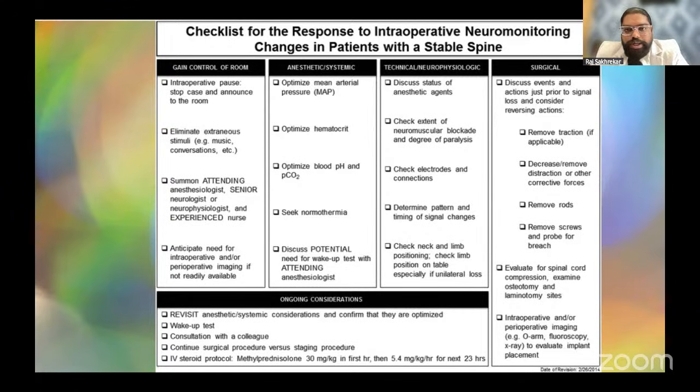Then the technical issues, the neurophysiological issues: we need to discuss the status of the anesthetic agent. Sometimes, as we discussed, there could be an inhalation agent given, or there could be some skeletal muscle relaxant given. As we get the baseline, we give skeletal muscle relaxant during the exposure, so that the exposure is a little easier. So you need to check if the muscle relaxant is still on, or if the inhalation agent is being given. Followed by, you need to check if there is a neuromuscular blockade, or the degree of paralysis, as has been discussed. Now, you need to check all the electrodes and the connections, if they are connected very well, or if there is a discrepancy.